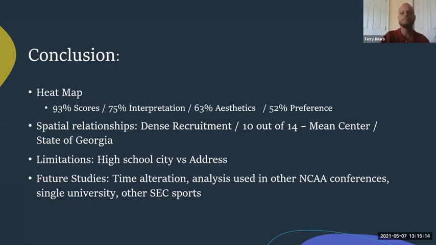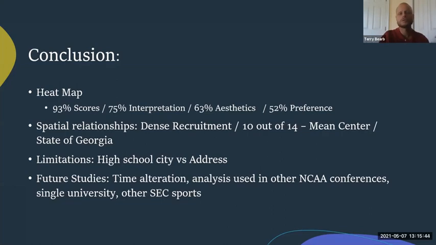In terms of limitations here, there was one main one in terms of the actual project. Whenever I used the geocode tool, I originally wanted to use the high school address to get more accurate data points here. But since that information wasn't readily available, I unfortunately had to just settle for the high school city, which explains why some of the points will sit on top of each other on the map itself.